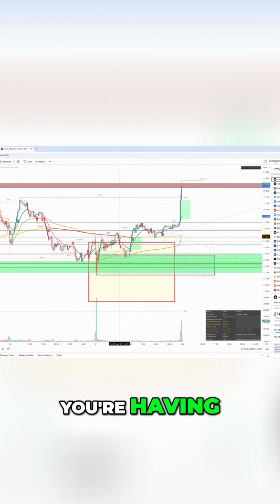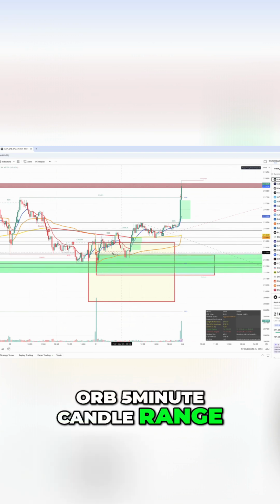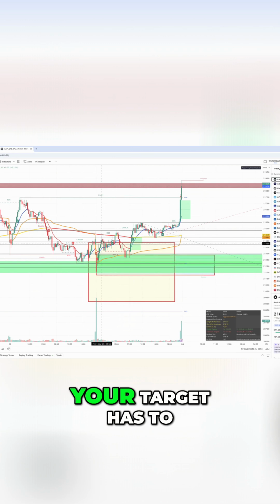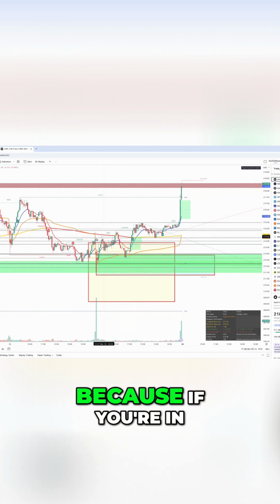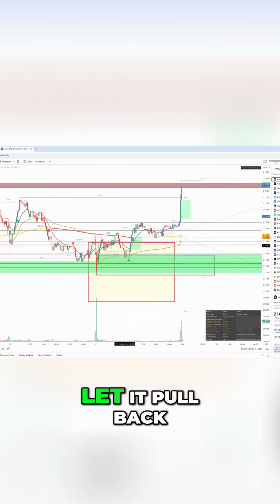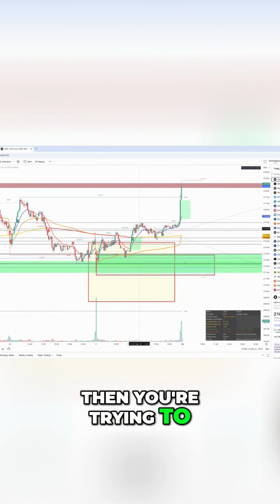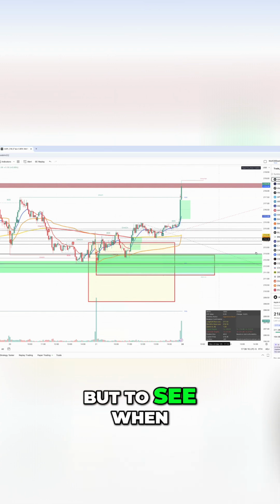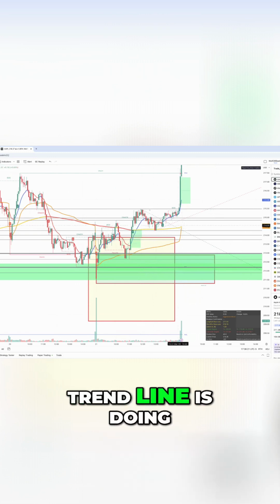You're having resistance. This has to be your target, even though you're getting above that ORB 5 minute candle range, right? Your target has to be a short-lived target because you're what, under the 200. Because if you're in calls while you're under the 200, you have to scalp it to that level, let it pull back. But once it gets above here, then you're trying to run it up higher. But to see when momentum is going to come in and you're getting a true breakout, this is what this trend line is doing for us.